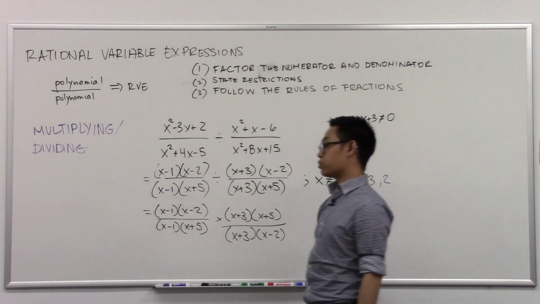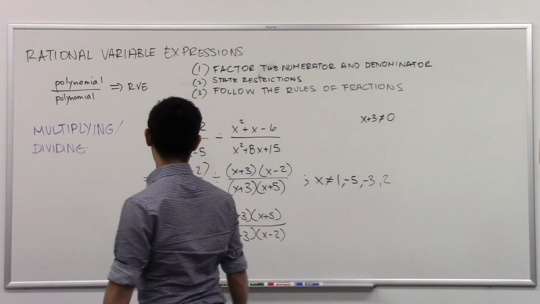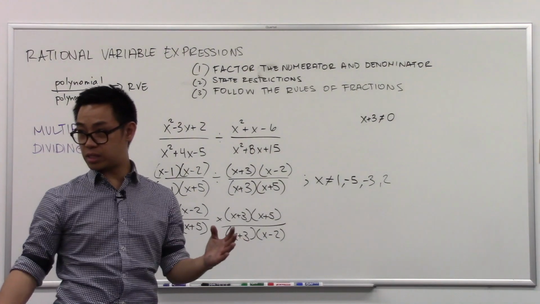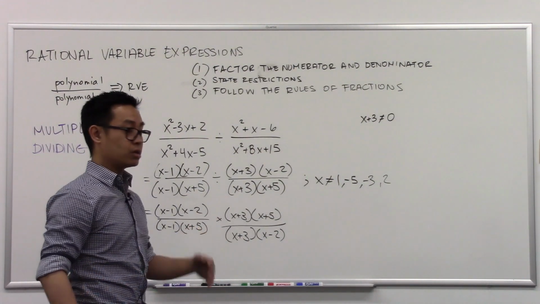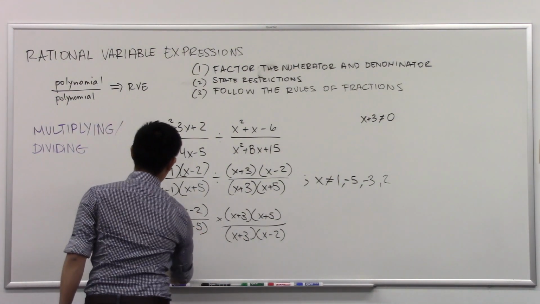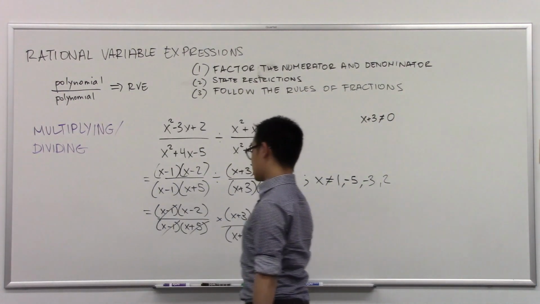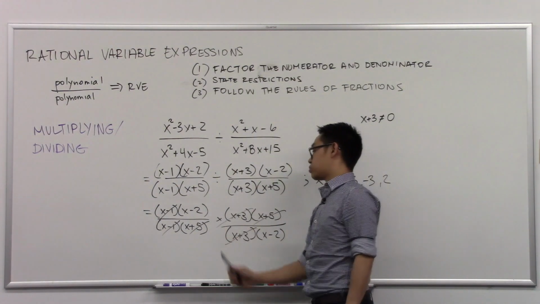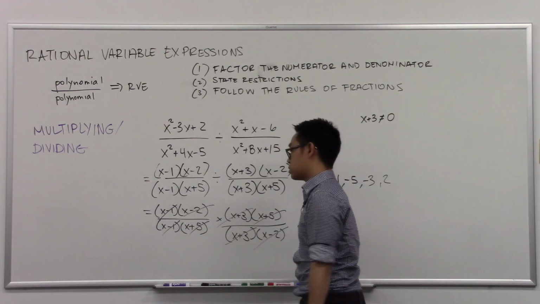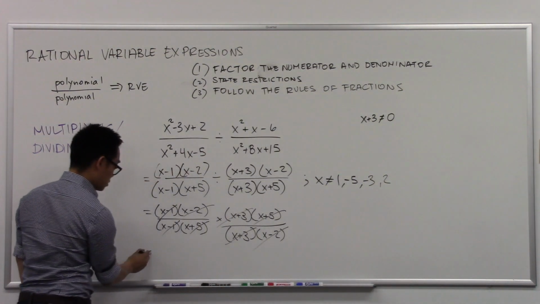And now we can follow the rules for multiplying fractions, meaning that you can cancel any factor that's in the denominator and the numerator. So, minus 1 and minus 1, gone. X plus 5 and x plus 5, gone. X plus 3, gone. X minus 2 and x minus 2, gone. Final answer is 1.